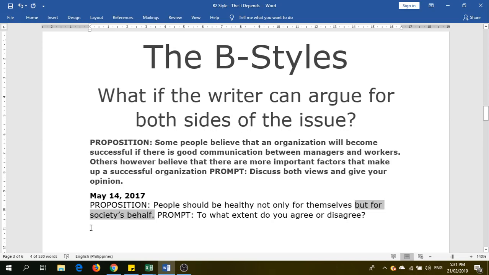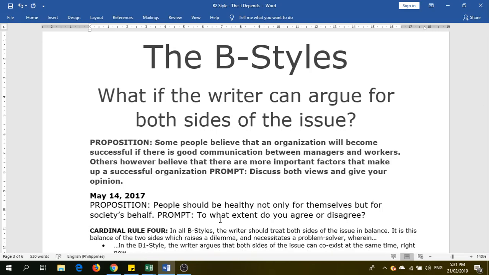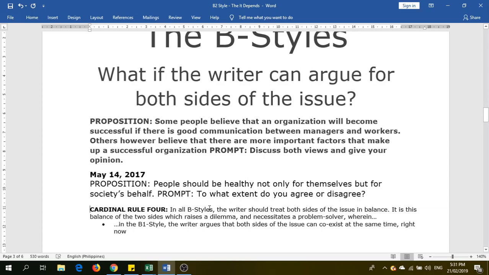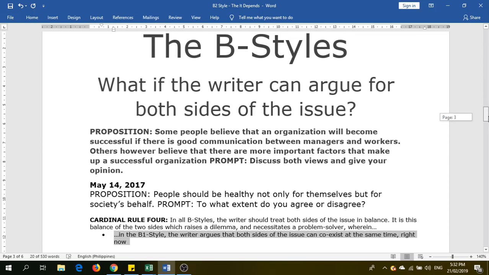And so with the B1 style, we now introduce the concept of the coexist. So that now becomes a new cardinal rule, cardinal rule number 4, which states that in all B styles, the writer should treat both sides of the issue in balance. It is the balance of the two sides which raises a dilemma and necessitates a problem solver. Wherein, in the B1 style, the writer argues that both sides of the issue can coexist at the same time right now. That is the B1 style.